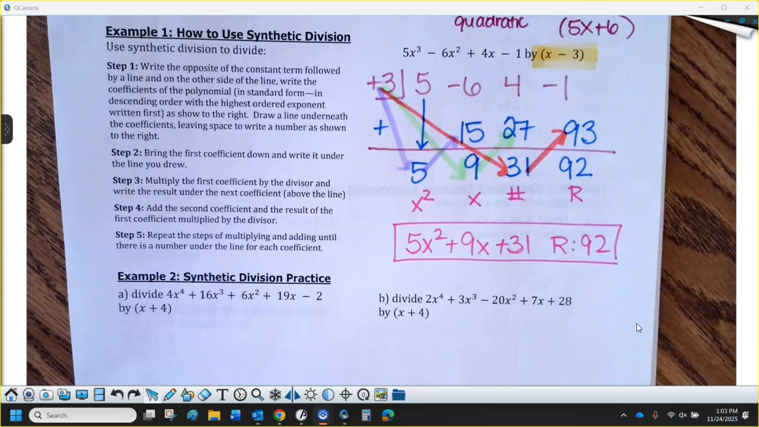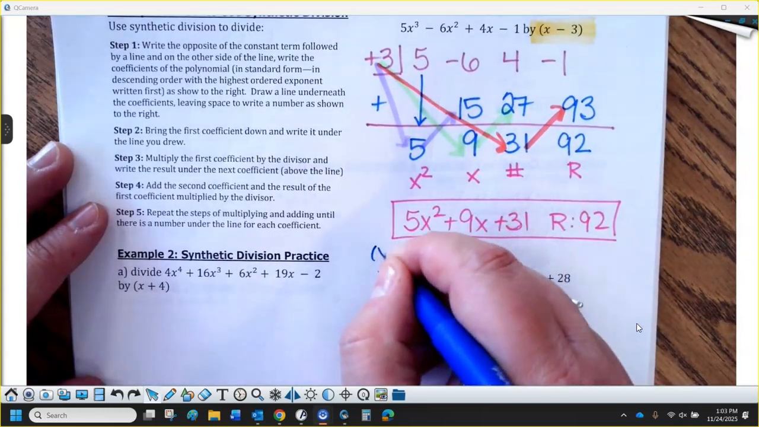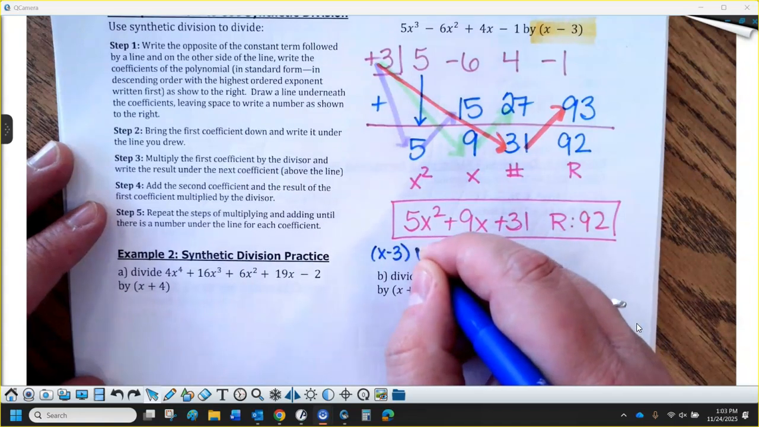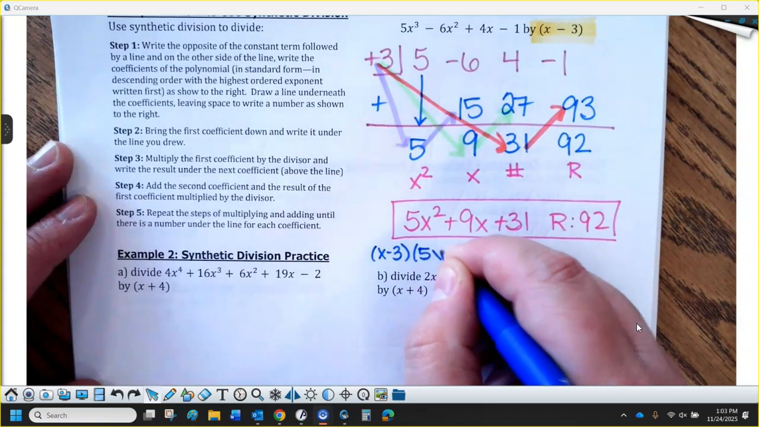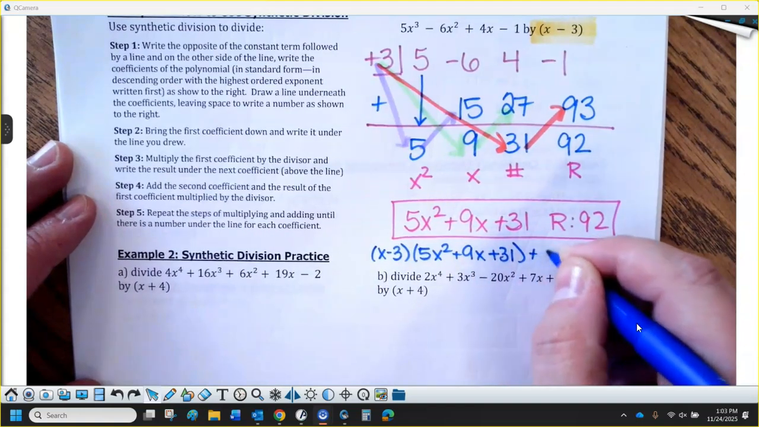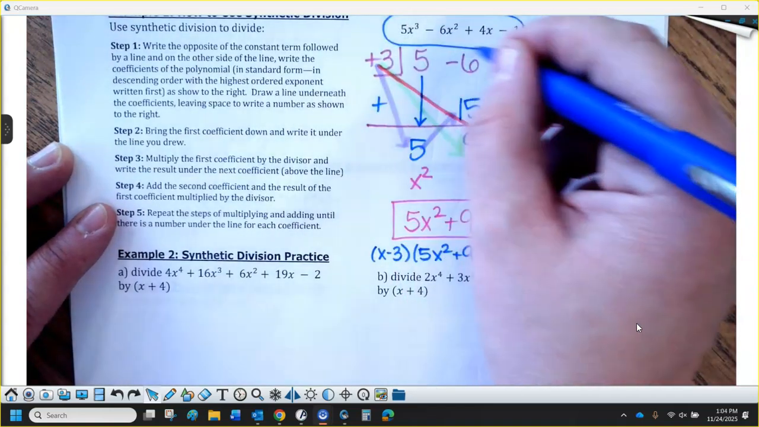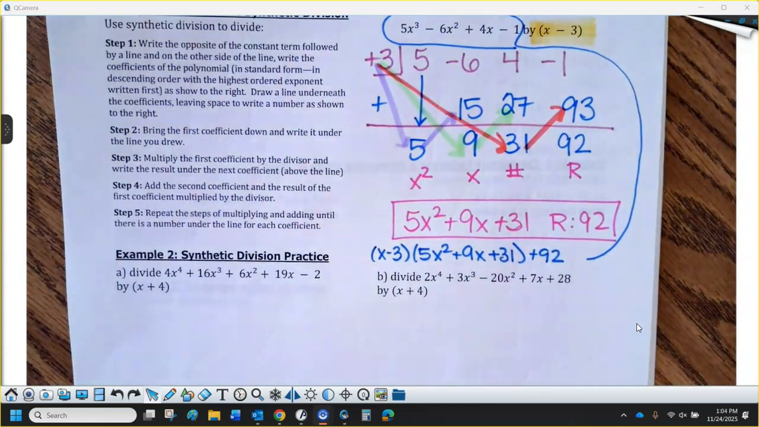Okay, so what this means, and you don't have to write this down if you don't want to, is that if I did x minus 3 times the 5x squared plus 9x plus 31, I'd have to add 92, and then that would give me what we had up there that we were dividing. So that's what that means, because I divided that by the x minus 3. So it's not a factor because I had a remainder, but just keep that in mind.